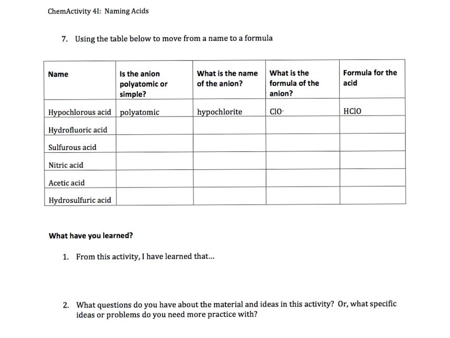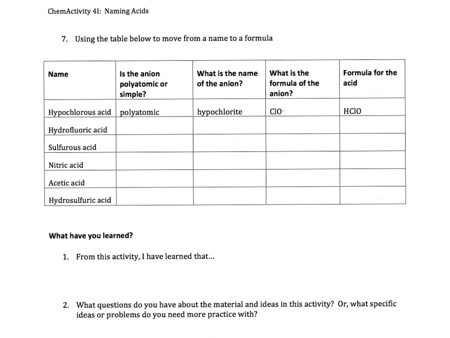Let's look at the first example here. Hypochlorous acid. Notice that there's no hydro, so that must mean that this is a polyatomic ion. And we take the OUS, and remember OUS goes back to ITE, so we know that must be hypochlorite is the anion. This is not one you know, so you'd have to look it up. But once you know it's ClO minus, then you can write the formula as HClO.